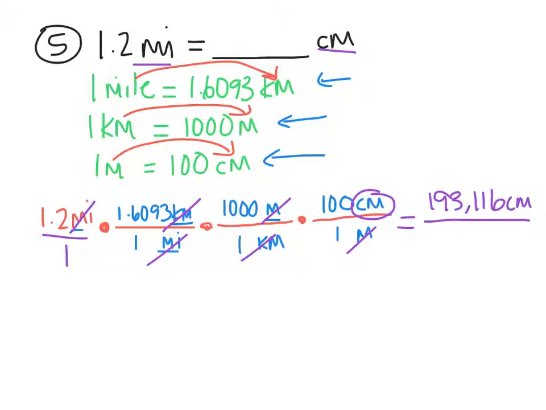And on the bottom, 1 times 1 times 1 times 1 gives us 1 on the bottom with no unit. So when you divide that, you get 193,116 centimeters. So that is your answer. So there are some examples of tough conversions.